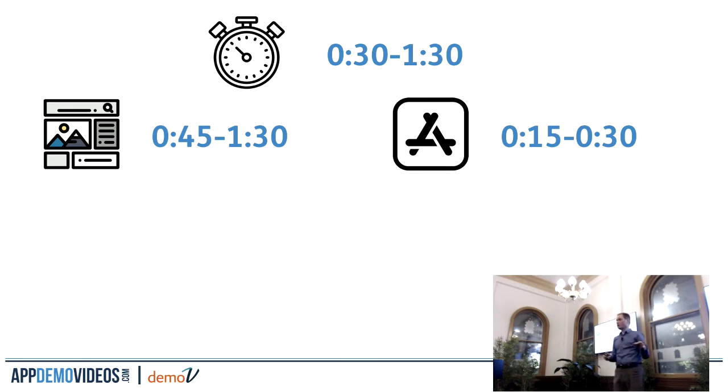For ad content, definitely keep them short, between 10 and 30 seconds. People don't want to watch an ad kind of at all, right? But if they're going to watch an ad, they want to watch an ad that's short. So keep it in that 10 to 30 second range.